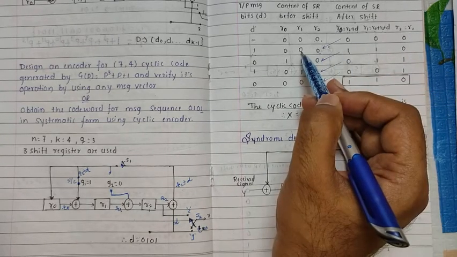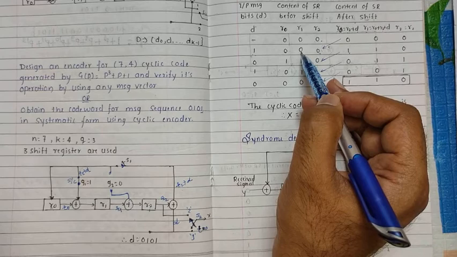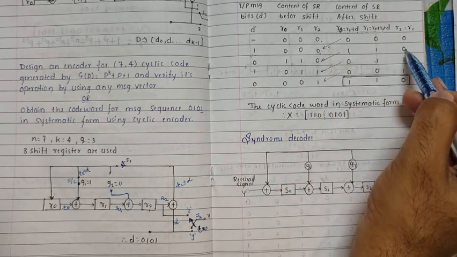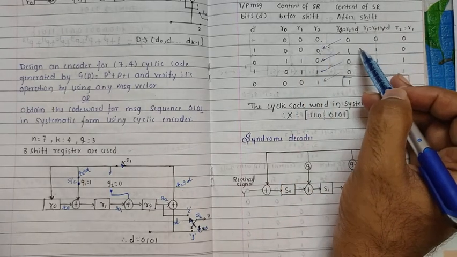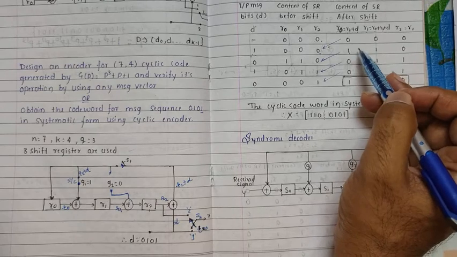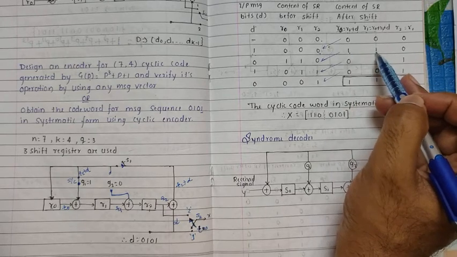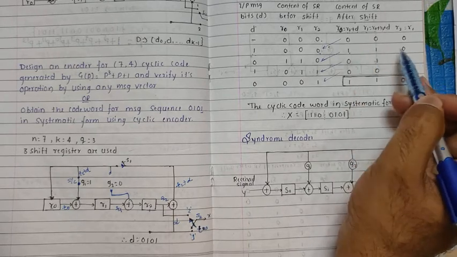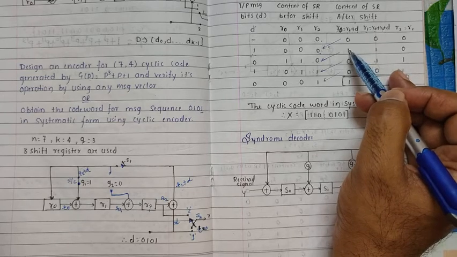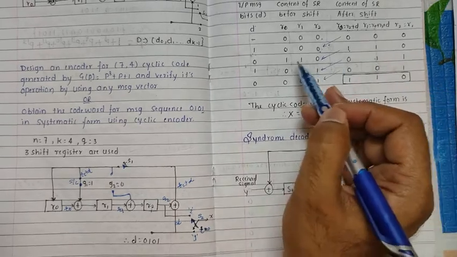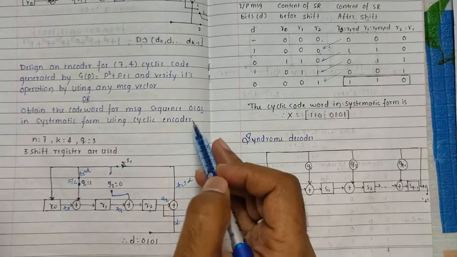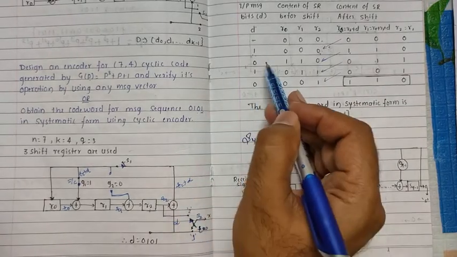So right now what is available in R1? 0. That's why R2 is also 0. So now the contents available in the shift registers are 1, 1, 0. These are the fresh content right now available. So 1, 1, 0 I can write here, and now I am going to apply the next bit, which will be 0 here.